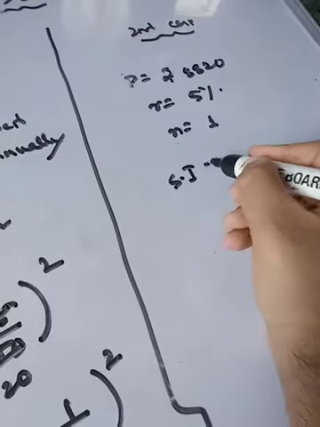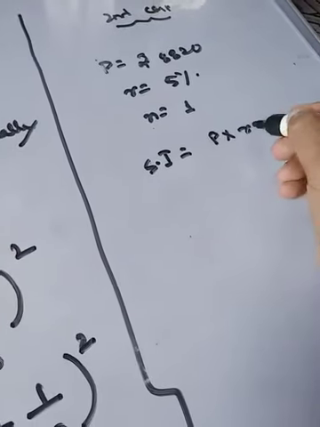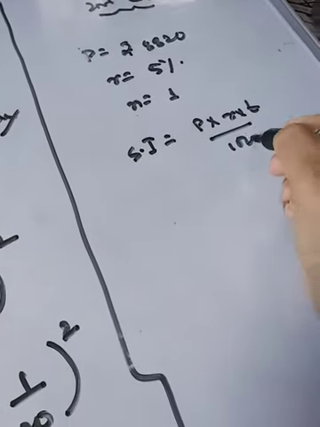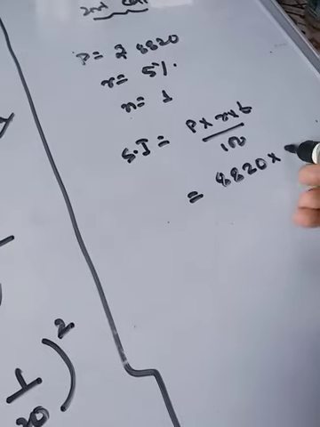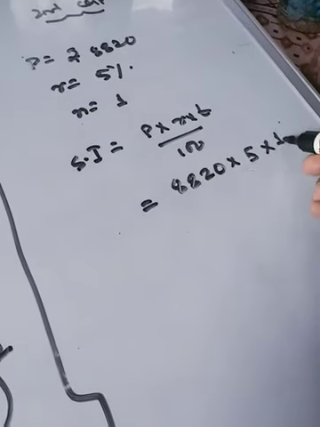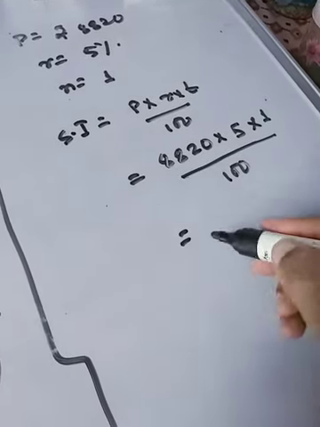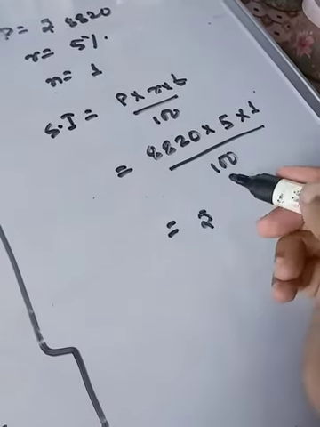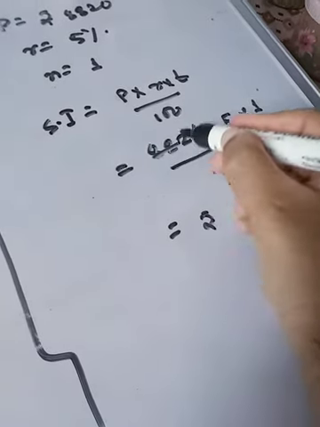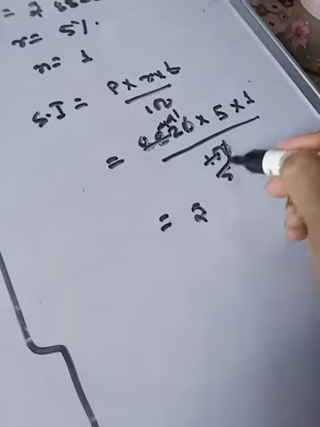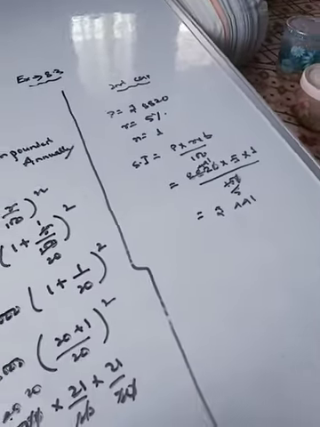As I said, the compound interest and simple interest will be the same, so we'll just go with the simple interest formula. What is the principal? 8820, the rate is 5 and the time is 1, upon 100. If you calculate it, first reduce the zeros, so 2 5s are 10, 4 4s are 1, 5 5s will be reduced, so the answer is 441.